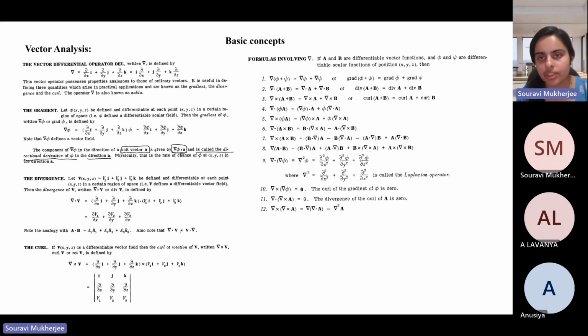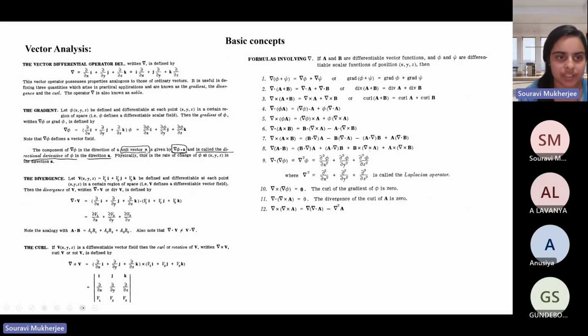In the last class, there was a question: what is the physical significance of gradient, divergence and curl? The physical significance of the gradient of a scalar quantity is that it tells you the maximum change and the direction of maximum change. If you take the component of grad phi along some particular unit vector, you get the directional derivative of phi in that direction, that is, the rate of change of phi in that direction. That is the significance of the gradient.